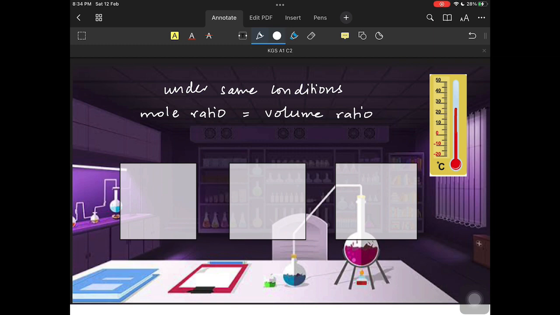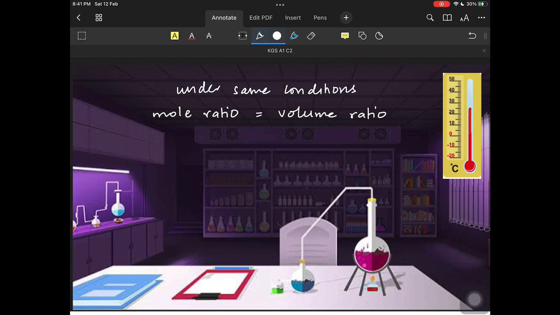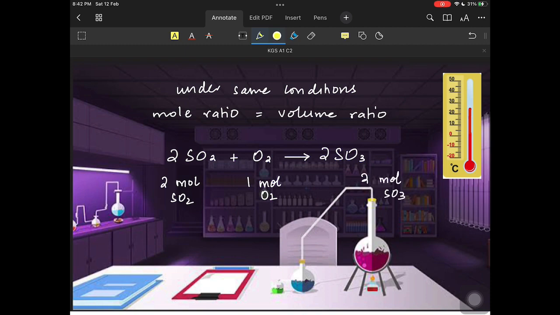between these gases. For example, we have an equation between SO2 which reacts with O2 to produce SO3 gas. We balance it and we get to know that 2 moles of sulfur dioxide react with 1 mole of oxygen, O2, and produce 2 moles of SO3. Now we know that the same volumetric ratio can be applied: 2 volumes of SO2 react with 1 volume of O2 and produce 2 volumes of SO3.